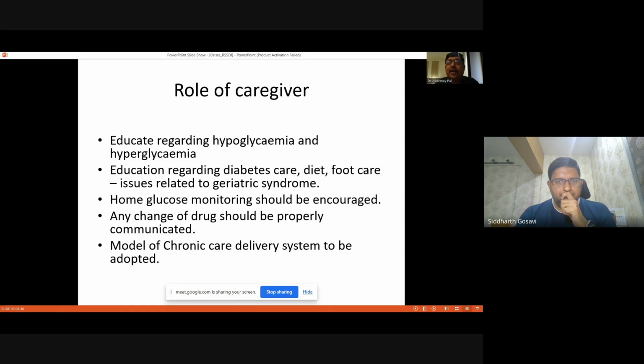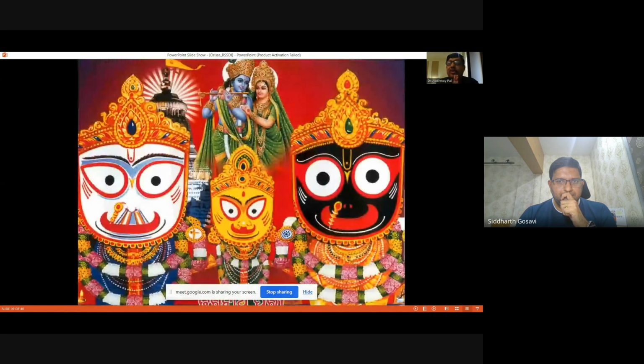You should address the elderly diabetic patient from all aspects: diet, exercise, drugs, overall well-being. Consider his cognition, his economic situation, his caregiver, and self-education. Then only can you give a good life to the elderly population. Thank you. God will save the elderly. Thank you.